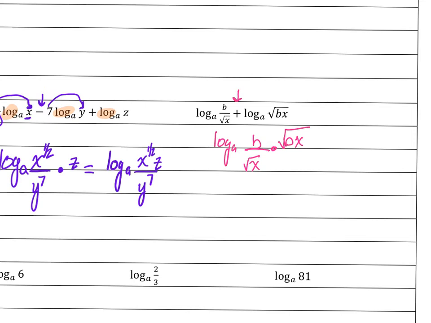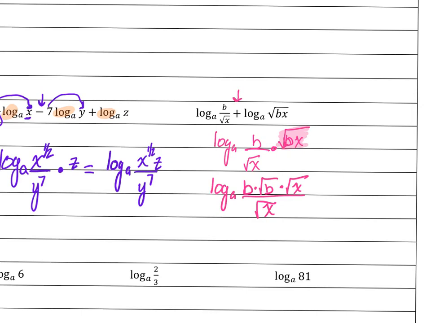So I can rewrite this. I just want you guys to know I can rewrite this right here. This part, as I'm circling it with my pen, I'm sure you guys can see it. This part right here can be rewritten as this. So I can rewrite this as log base A of b times the square root of b times the square root of x all over the square root of x.